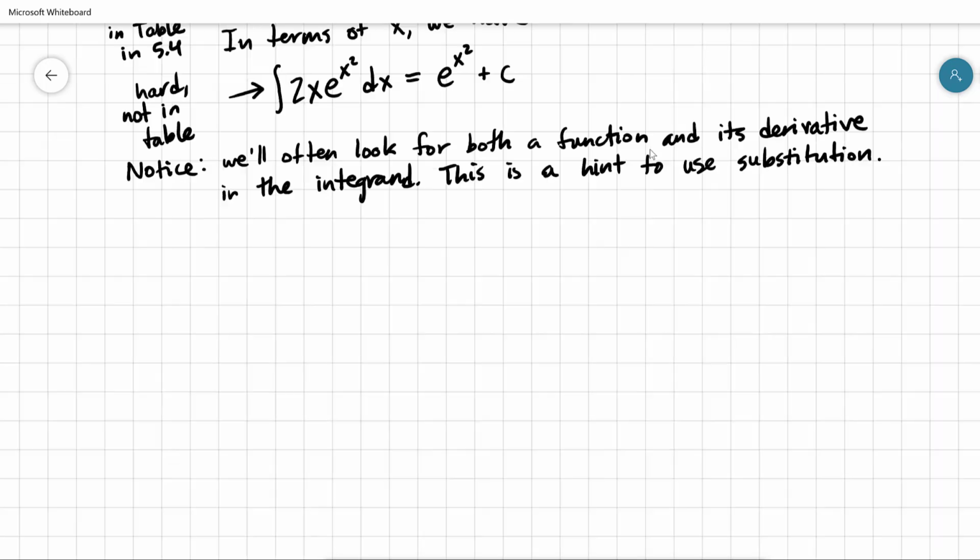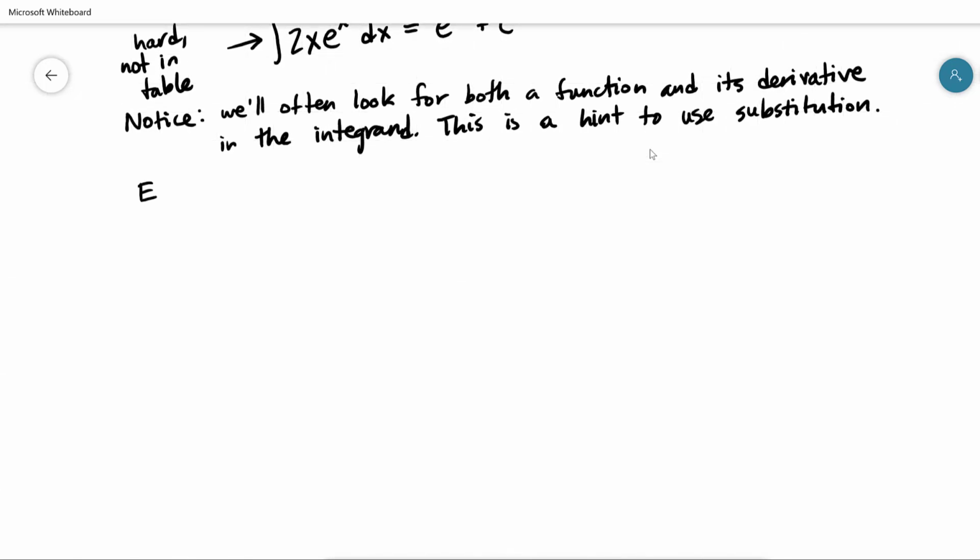Okay, now let's do an example. Maybe I've got the integral of the square root of 3x plus 2 dx. This is not something that showed up in that table, but it's going to be fairly easy to do anyways. In fact, there's going to be more than one approach. So I'm going to do this problem a few different ways. So let's do approach 1 here.